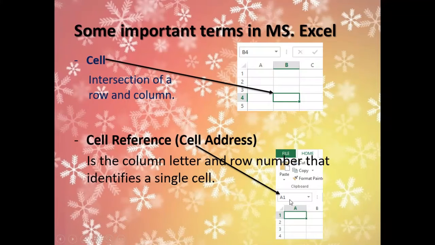It shows the active address. So this name box is the cell reference: the column letter and row number that identify a single cell. You can see here, this is column A and row 1. So A1. Yes, that's the cell reference.